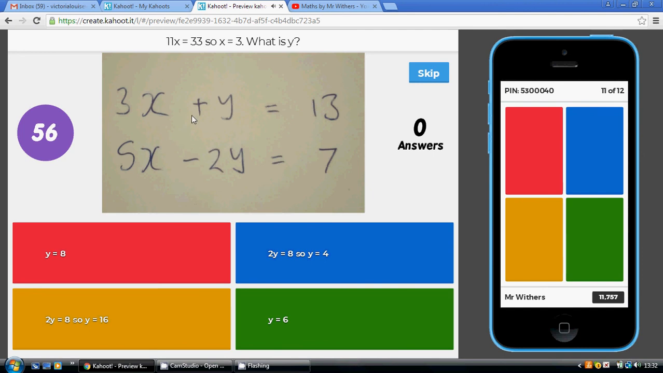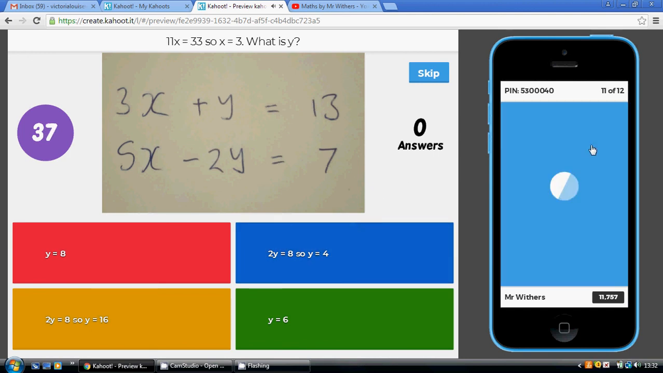So x is 3, so what is y? Let's substitute that into the first equation. 3 lots of 3 are 9. 9 plus what gives us 13? 9 plus 4 equals 13, so y is 4. So 2y is 8, so y must equal 4. So the blue answer.